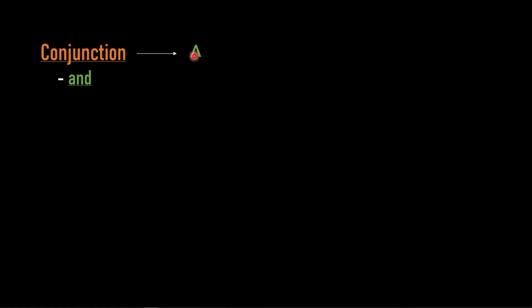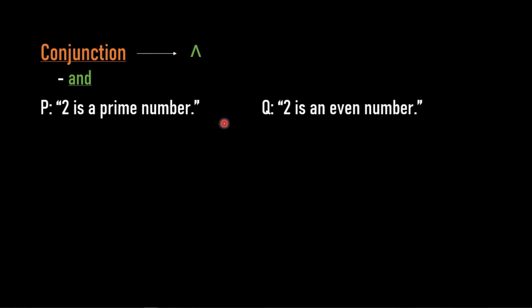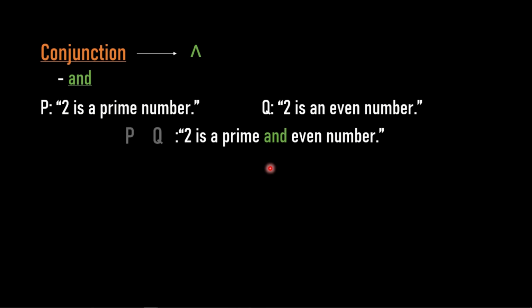So for example, we have statement P: 2 is a prime number. In statement Q, 2 is an even number. Its conjunction will become 2 is a prime and even number. Its propositional form will be like this, which is read as P and Q. So in conjunction, we just connected these two propositions using the word and.